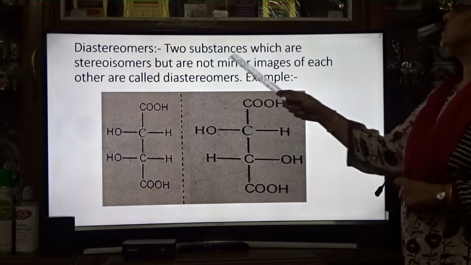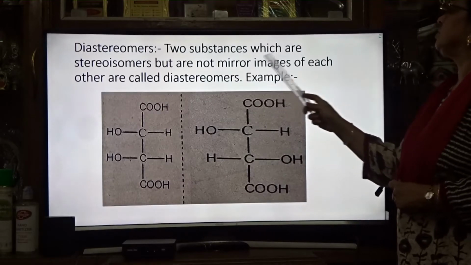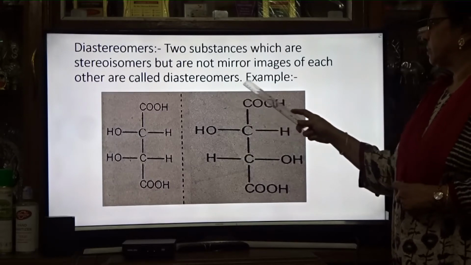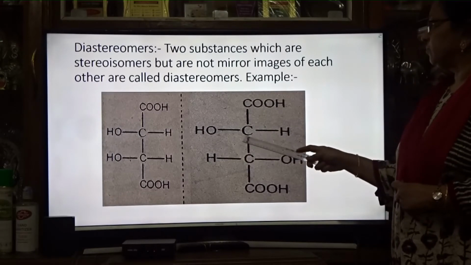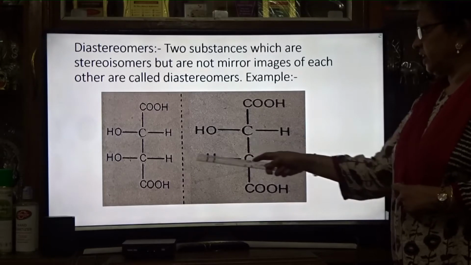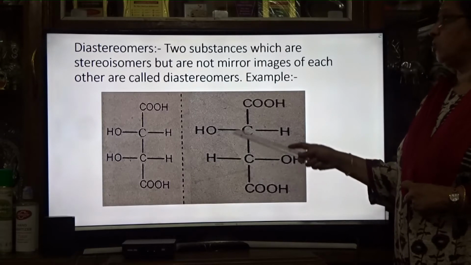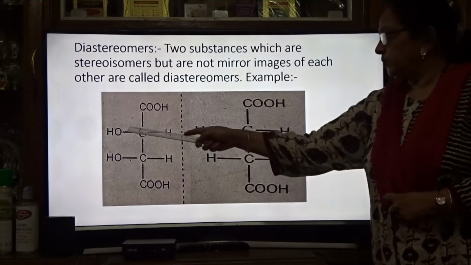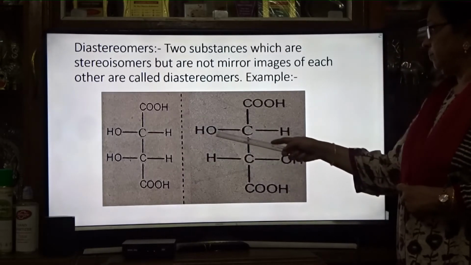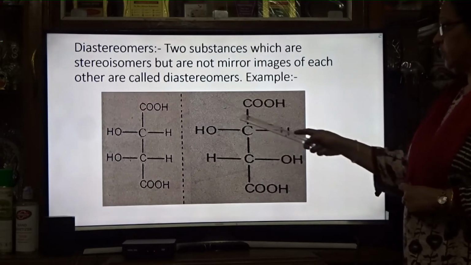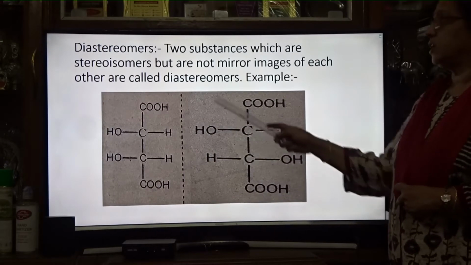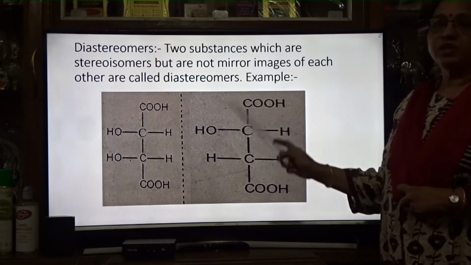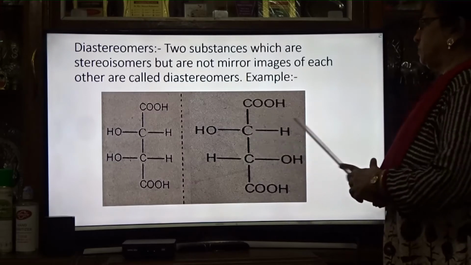Diastereomers. Two substances which are stereoisomers but are not mirror images of each other are called diastereomers. What are diastereomers? Both are stereoisomers but they are not mirror images of each other. You are seeing in this example they are not mirror images of each other. OH is to the right, OH is to the left, and here it is to the left. So here they are not mirror images of each other. They are known as diastereomers.